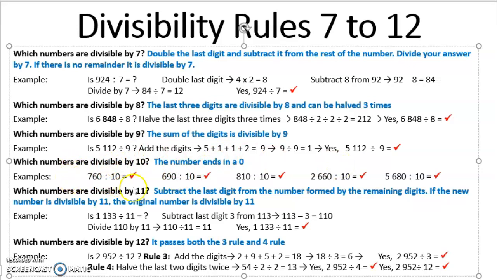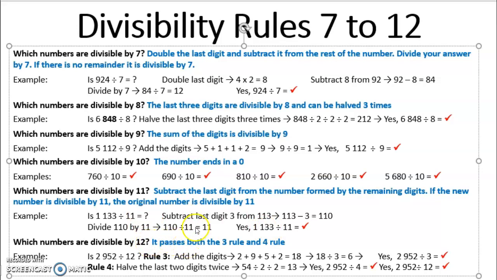Next, which numbers are divisible by 11? What we have to do is subtract the last digit from the number formed by the remaining digits. If the new number is divisible by 11, the original number will be divisible by 11. The example 1,133, we subtract the last digit 3 over there from 113. So 113 minus 3 is 110. You take 110 divided by 11, you get 10. No remainder. That would make 1,133 divisible by 11.